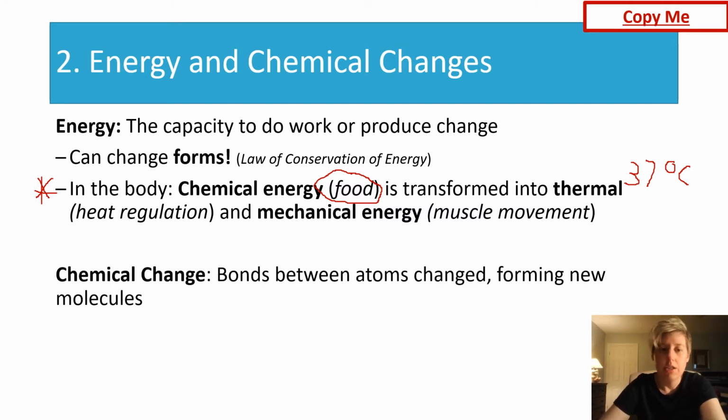So a chemical change, by definition, is when the bonds between our atoms change, forming new molecules. And every single time I have a change in the molecules that are forming, it releases energy in the form of heat.